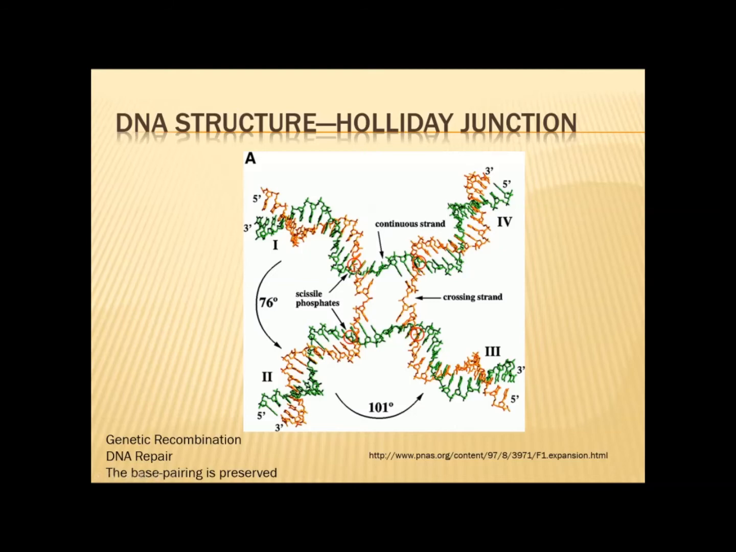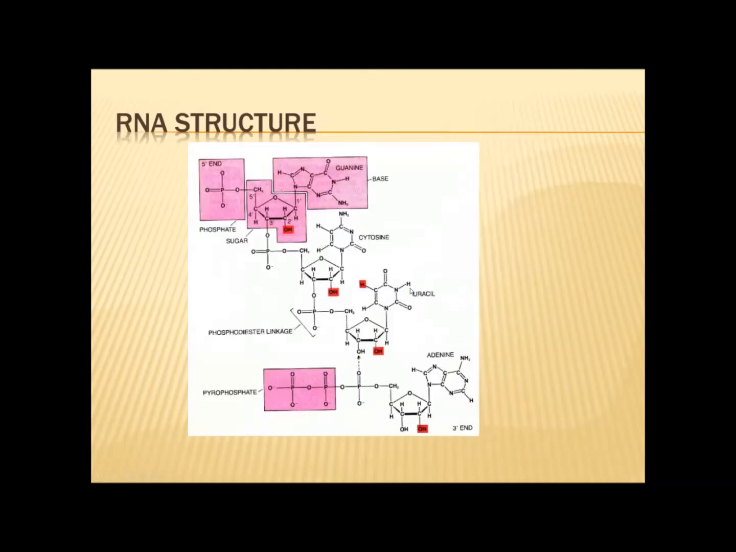And then you have what are called sessile phosphates. Sessile phosphates are covalent bonds. Okay, that's the definition. A covalent bond that is susceptible to being broken by an enzyme. So susceptible, not subject, but susceptible to be broken by enzymes. So these are called sessile phosphates.